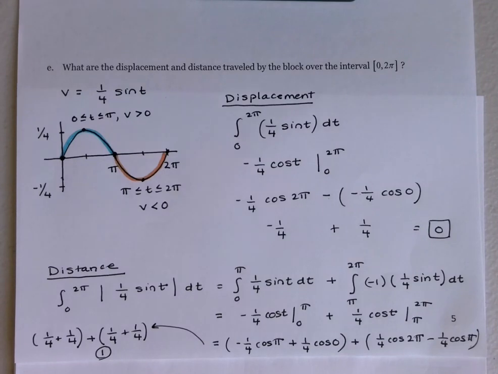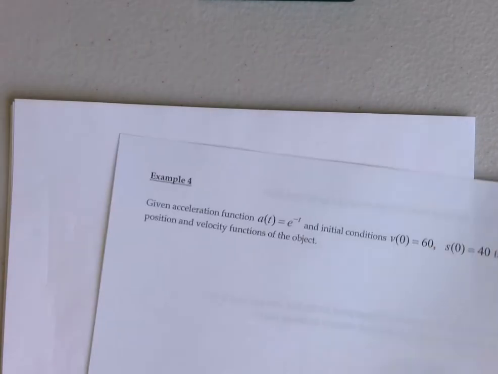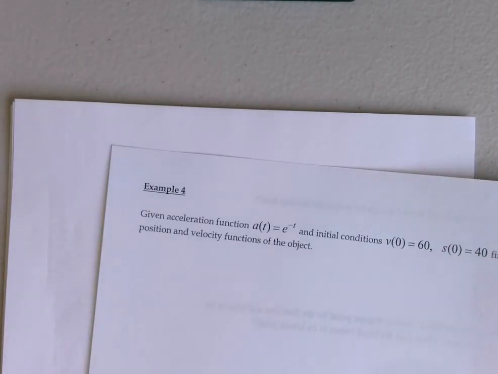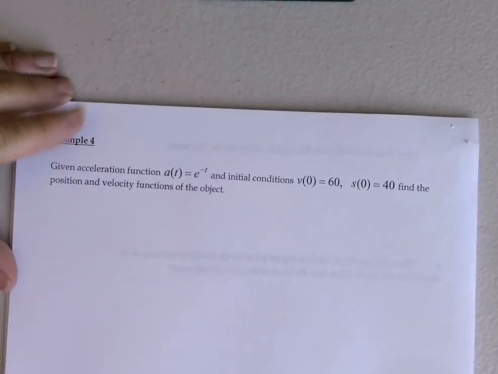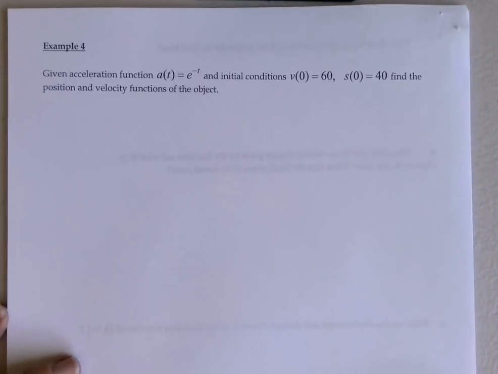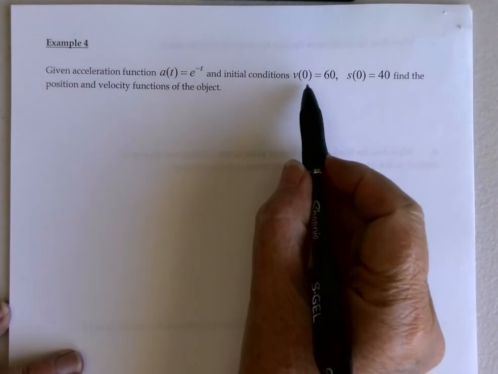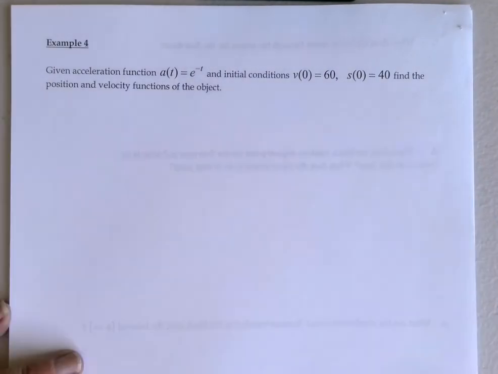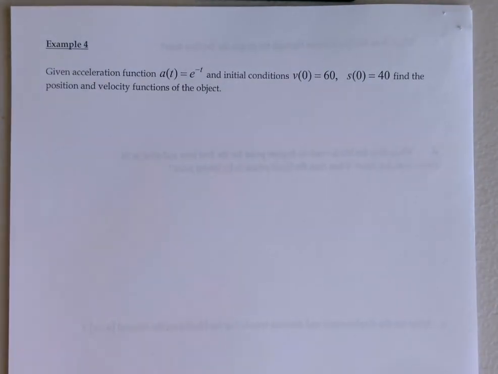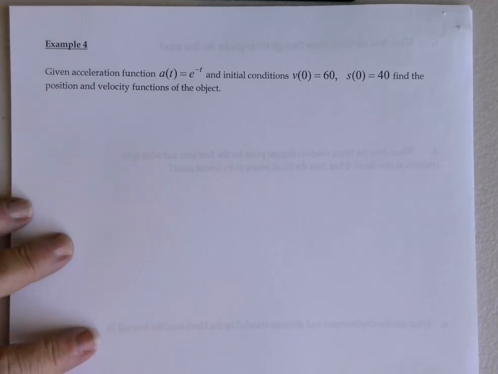All right, we have one more example in this section, so I know this video is just getting a little bit long, but let's go ahead and squeeze it in so we don't have to make another one for 6.1. In example 4, given the acceleration function, e to the minus t, and a couple of initial conditions, v of 0 is 60 and s of 0 is 40, find the position and velocity functions for this particular object.